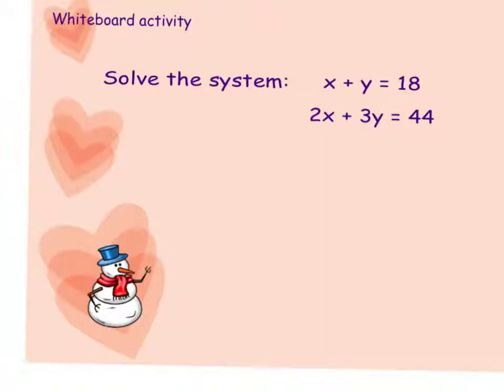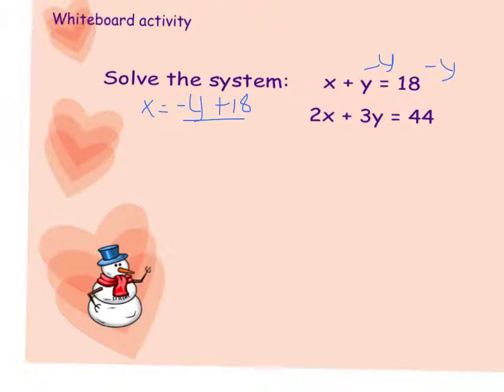Alright, let's start this by just doing a quick review on solving systems by substitution. Remember, with substitution you have to solve one of the equations for one of the variables. And in this case, either of these would be equally as easy. So I'll solve for x by subtracting y from both sides. So now I have x equals negative y plus 18.